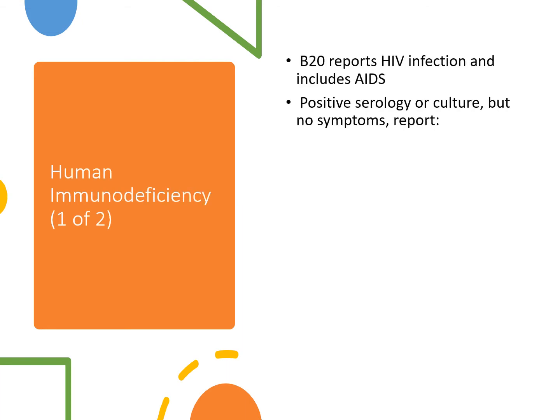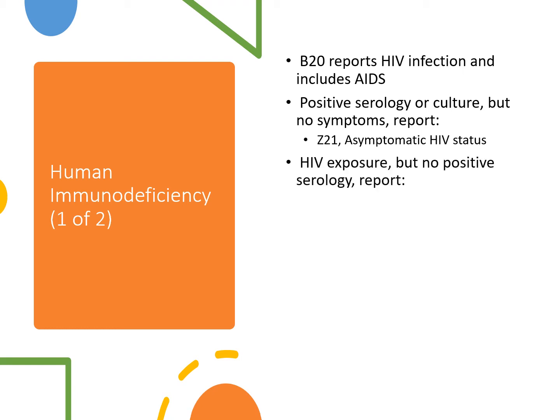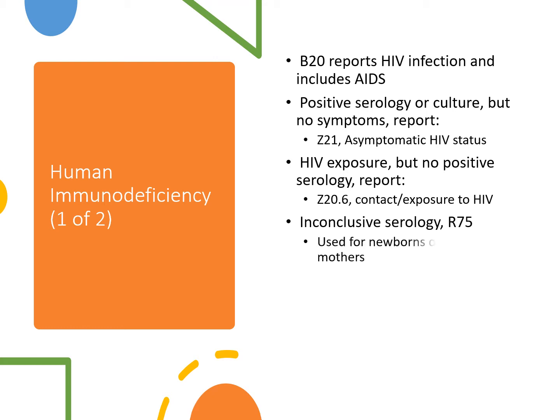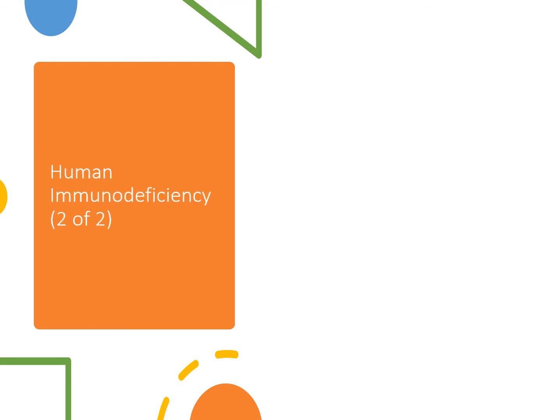HIV infection includes AIDS, positive serology or culture. You can have that, but no symptoms. So you would report Z21, asymptomatic HIV status. Exposure, but not positive: Z20.6, contact or exposure. Inconclusive serology is R75. It's used for newborns of AIDS mothers.